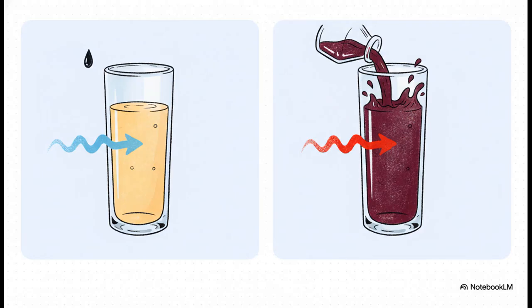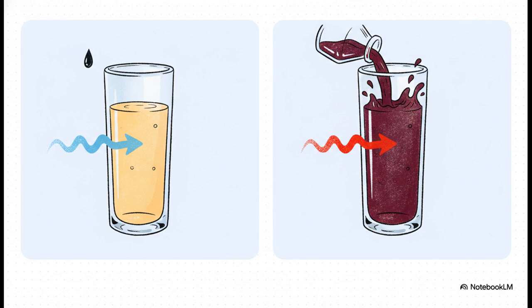Think about it like this. Remember making juice from concentrate? If you only use a little bit of concentrate, the juice is a pale color, kind of watery. It's less concentrated. But if you dump a lot of concentrate in it, it gets way darker and the flavor is intense, right? It's more concentrated. Beer's Law is just a way of putting numbers to that exact idea.